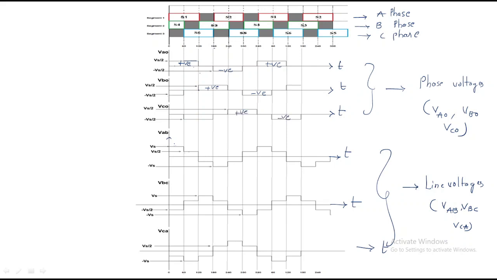So this is the phase voltage of the three phase system. This is A phase. After 120 degrees, B phase will start. After 120 degrees, C phase will start. So what about line voltages? Finally, you will get the phase voltages as three phase AC.